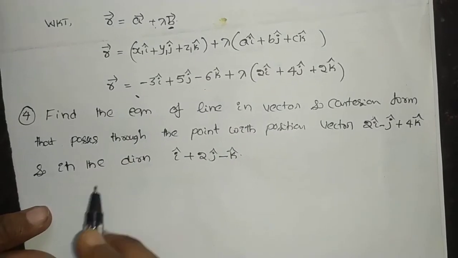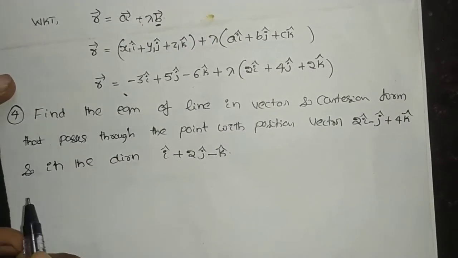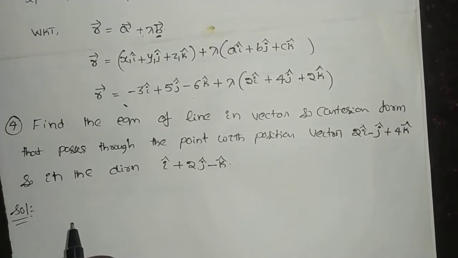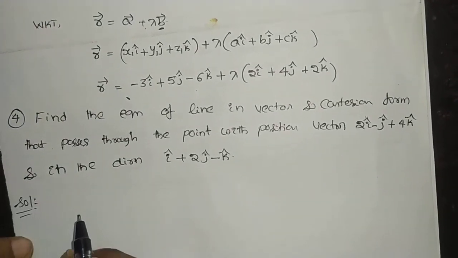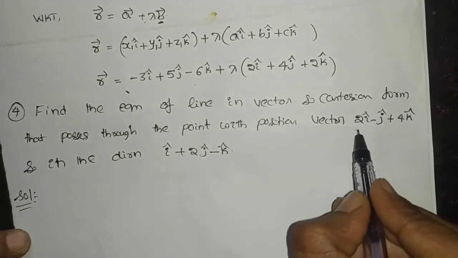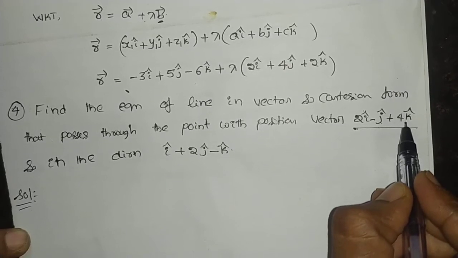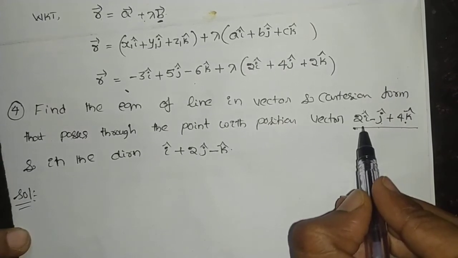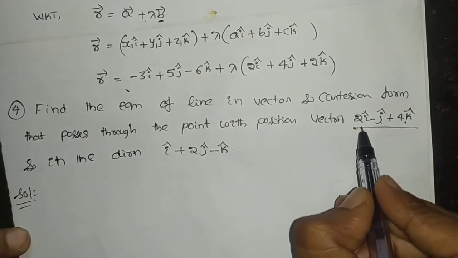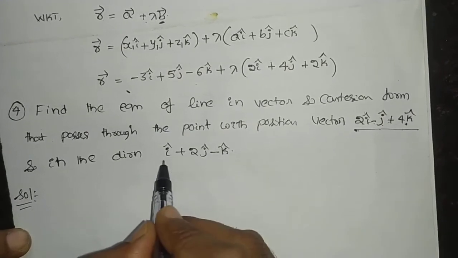Now once again, we compare this problem with the previous one, and you will come to know the difference. The procedure is very similar, but the question is different. You just see here the position vector is given: 2i cap minus j cap plus 4k cap. In the first problem we solved, he gave the passing point 1, 2, 3. Here he gave the position vector 2i cap minus j cap plus 4k cap. It is the parallel vector.